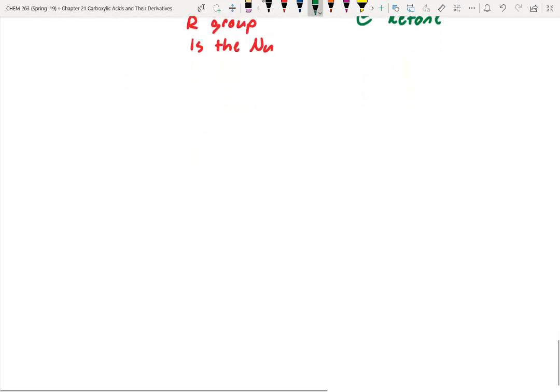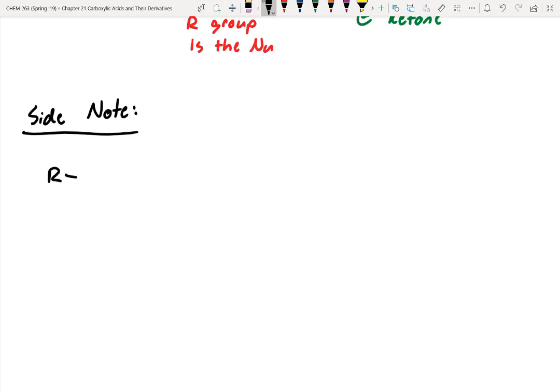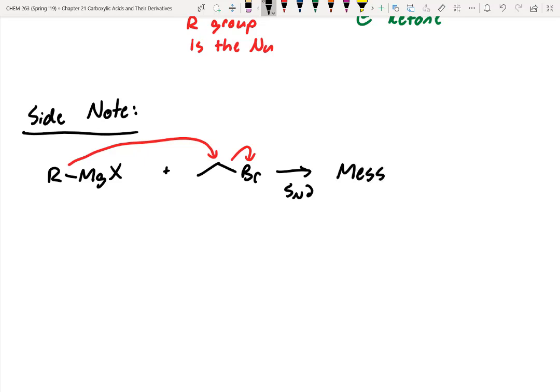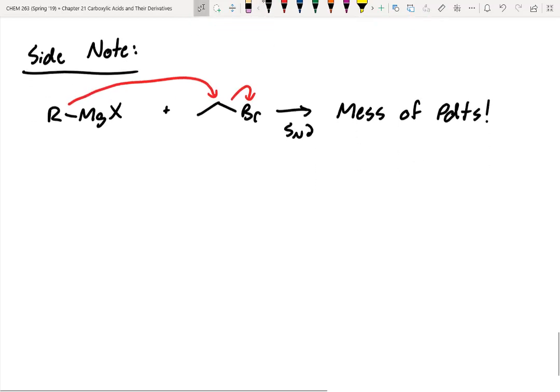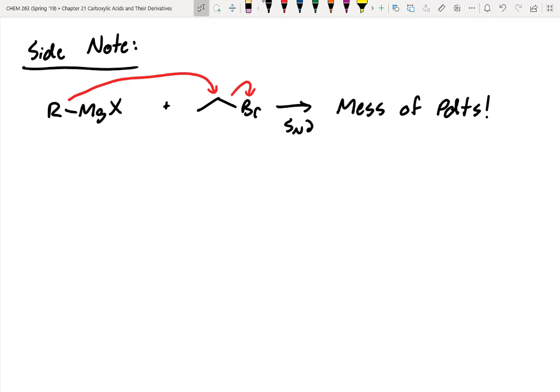I want to show you a side thing too. I've seen this a lot on synthesis problems lately and last term, where I see students that'll have a reaction like this and they'll say, hey, why don't I just do this and do an SN2 reaction? Grignard reactions are really, really terrible at doing SN2 reactions. It just leads to a mess of products. It's not a good way of forming a new carbon-carbon bond to an alkane, right?